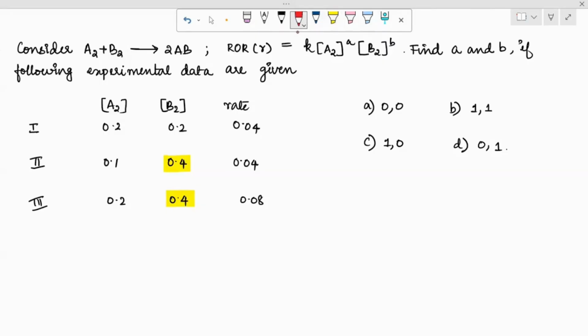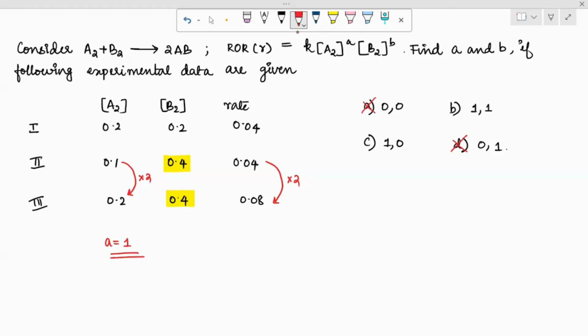Whatever relation I get, that is, my A2 is increasing 2 times, and my rate is also increasing 2 times. Linear relationship. As the concentration of reactant increases, my rate is also increasing. So it is first order with respect to A2. A is the power of the order. As we linearly increase the concentration of A2, my rate is also increasing linearly. So it's not option A, it's not option B. It's either B or C.